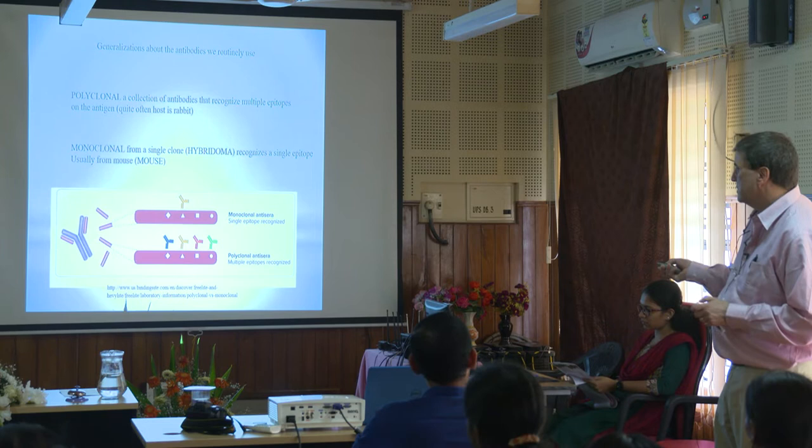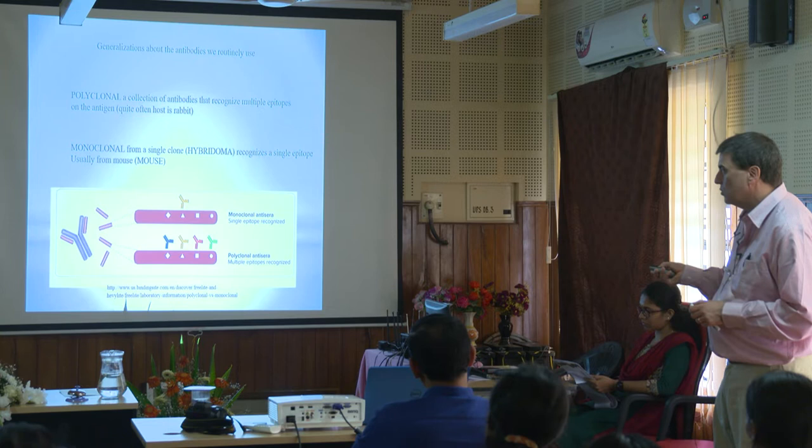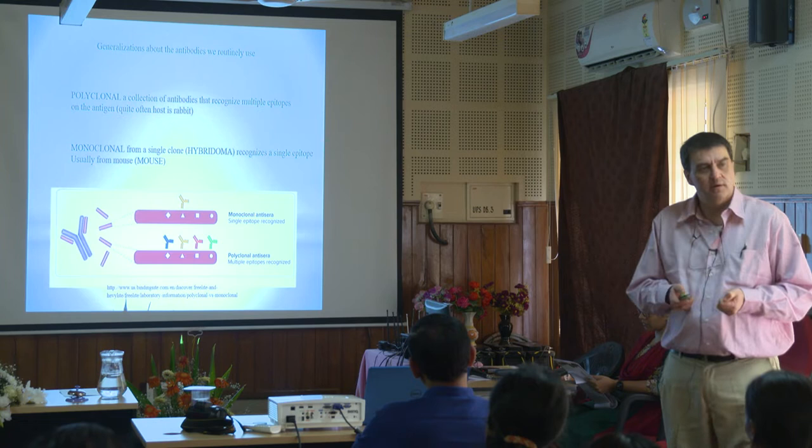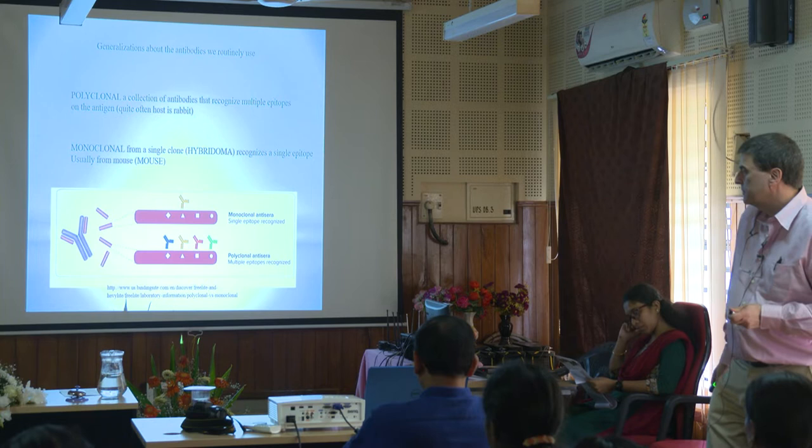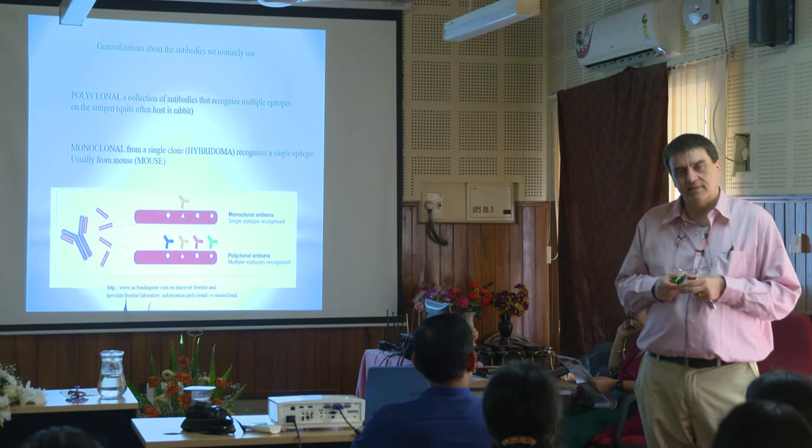And what it does, though, is it recognizes a single epitope. It's a clone. It's a mono, a one, a single clone. So it's a single clone that recognizes just one epitope. Okay. So big difference. Polyclonal recognizes many. Monoclonal recognizes one.